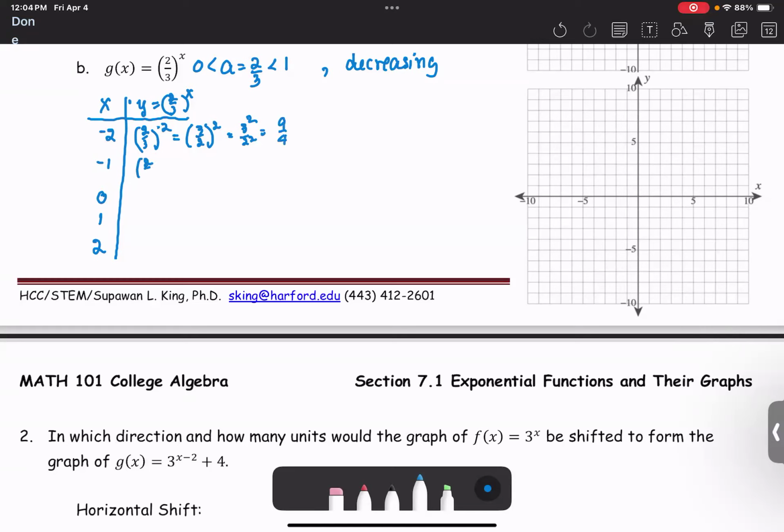Next one, 2 over 3 to the power negative 1, or 3 over 2 to the first power. Another way we say we have 3 over 2, which is 1.5. Next one, 2 over 3 to the power 0, which is 1. 2 over 3 to the first power is the same as 2 over 3. And the last number, 2 over 3 to the power 2, which is 2 squared over 3 squared, or 4 over 9.